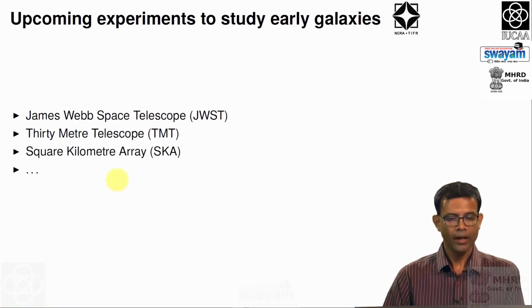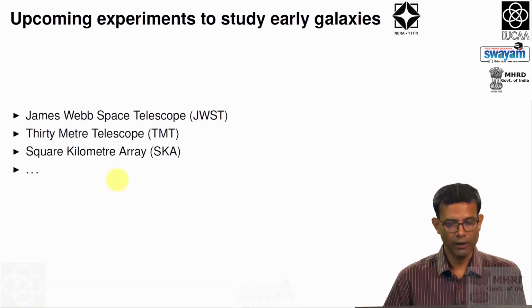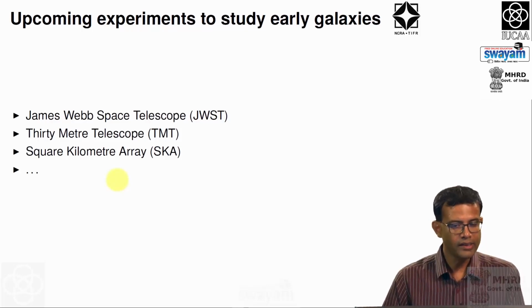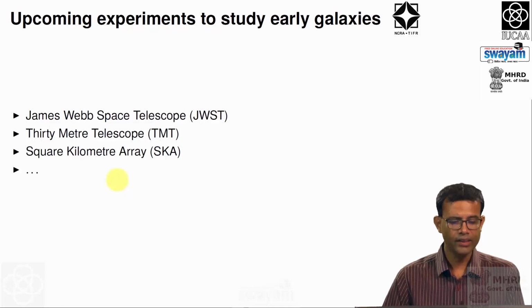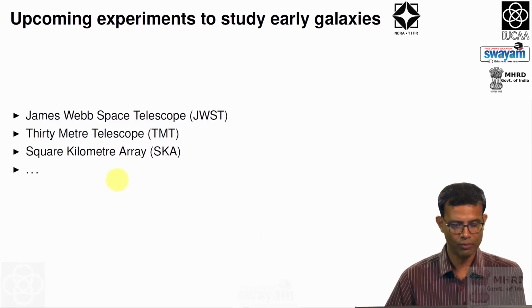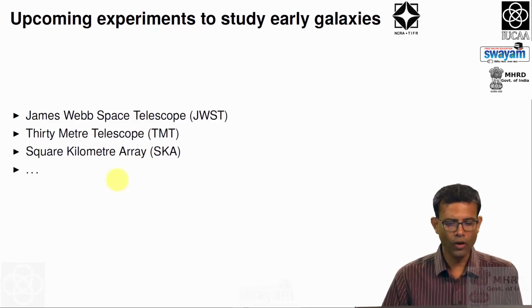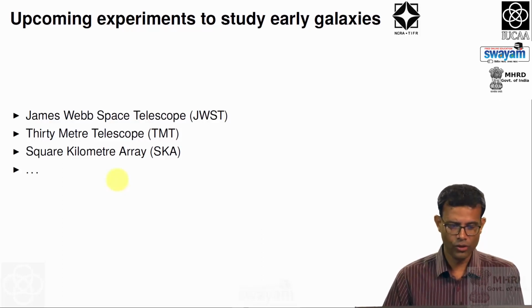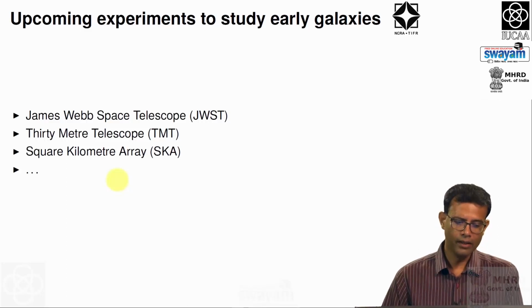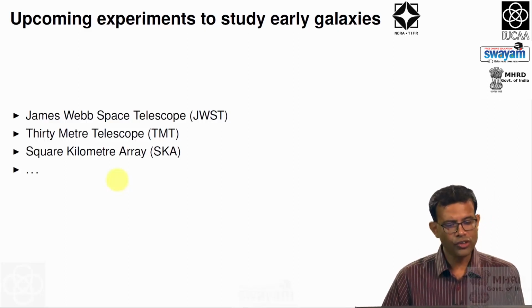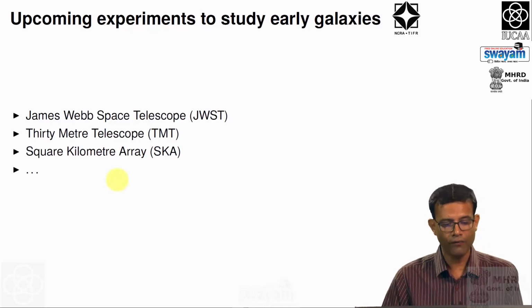Okay. There are a lot of upcoming experiments which are planning to study this reionization and also the early galaxies, which are quite interesting. One is a satellite, a kind of upgraded version of the Hubble Space Telescope. It is known as the James Webb Space Telescope, JWST. It will go up probably next year or in 2020, and that is going to directly observe the first stars in the sky.